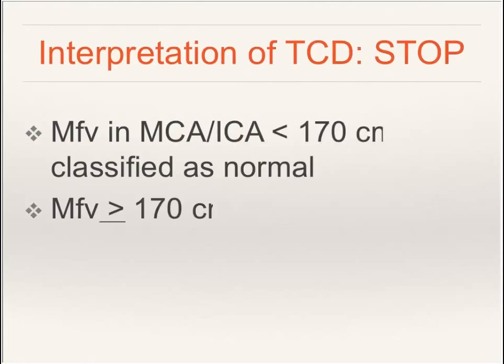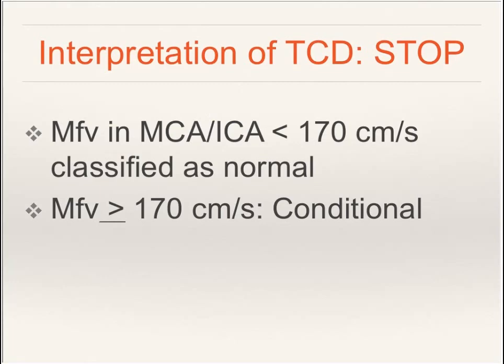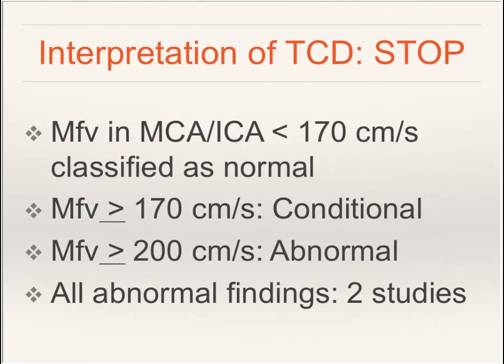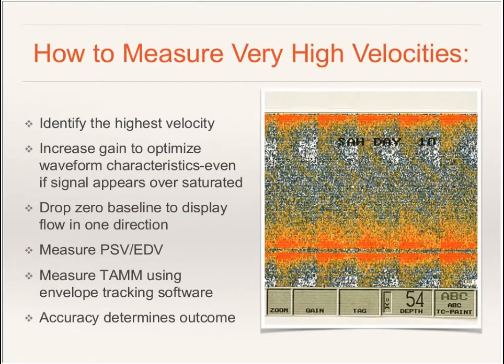So how do we interpret our findings? If we have a mean flow velocity in the MCA or the ICA of less than 100 centimeters per second, that's classified as normal. If we have a mean flow velocity that's greater than or equal to 170, that's called conditional, which means you will need to go back and follow them probably every 6 months to see if they change. If the mean flow velocity, or the TAMM, is greater than or equal to 200 centimeters per second, that is considered abnormal. All abnormal findings must be repeated so that you have 2 studies.